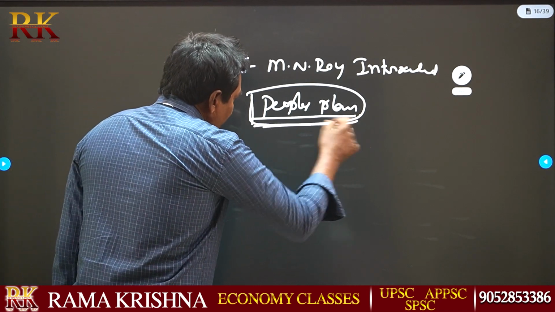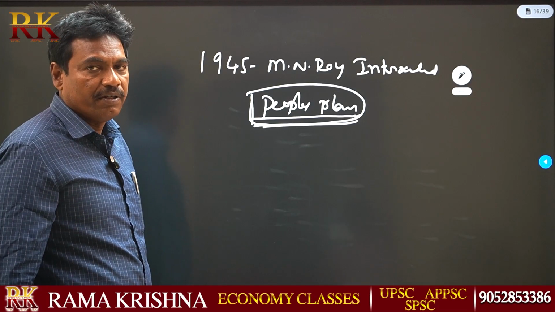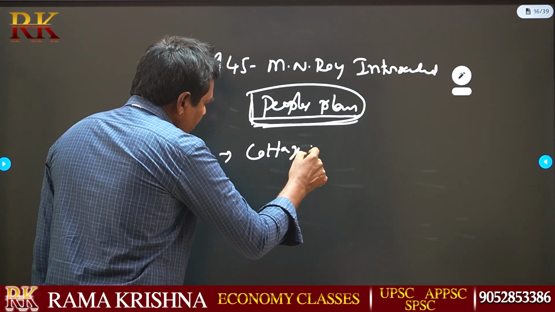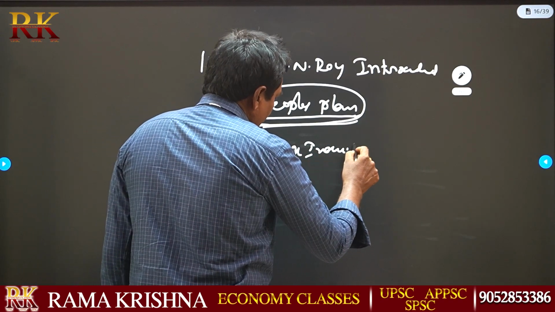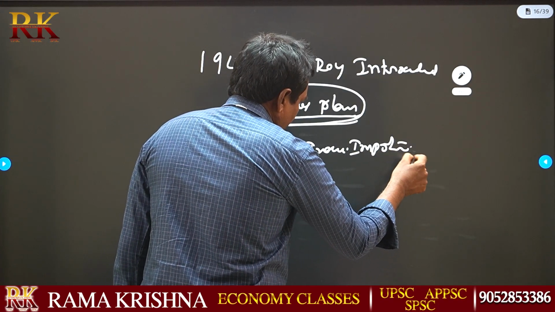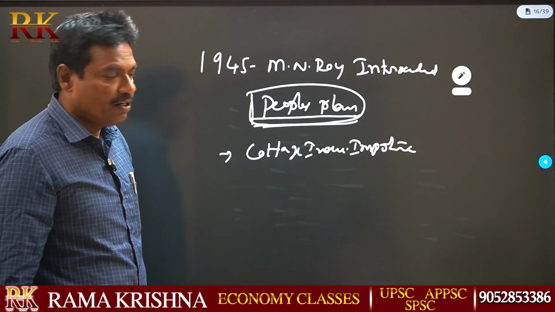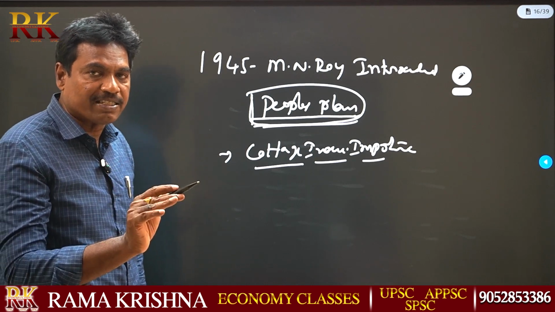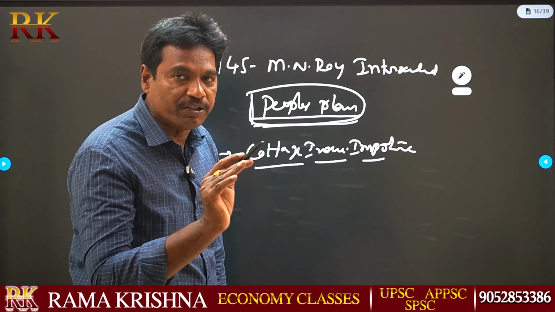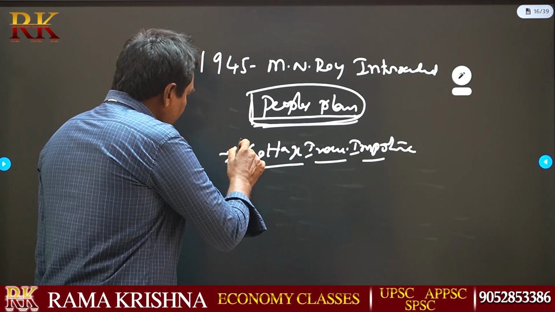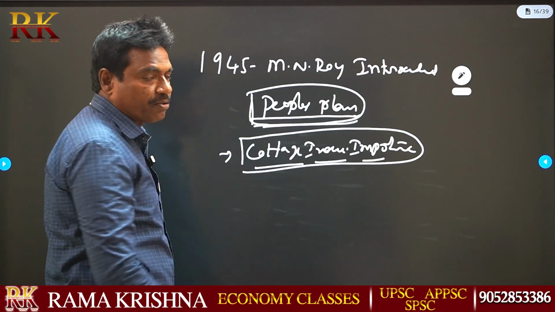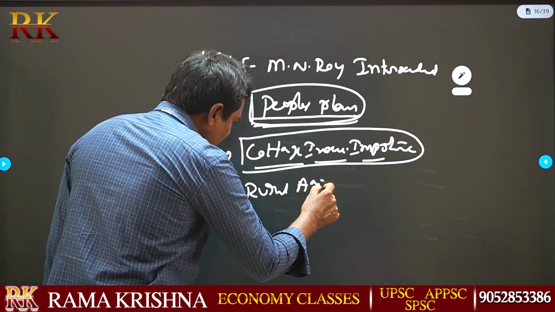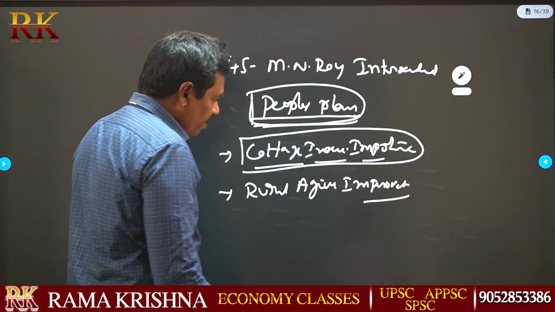What does the People's Plan mean? The people are the deciding factor. Now, cottage industries were given importance. Why were cottage industries given importance? If you want to develop rural areas, it needs few investments, while the Indian government wants a large number of investors. At that time, the planning system introduced cottage industries and rural agriculture sector improvement.